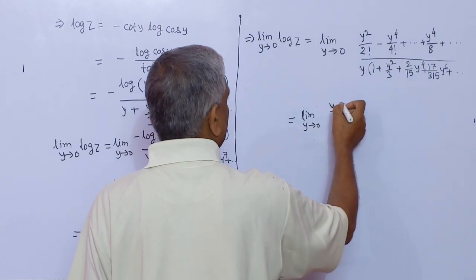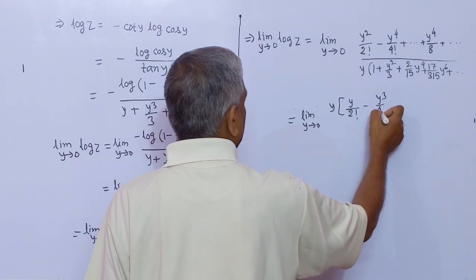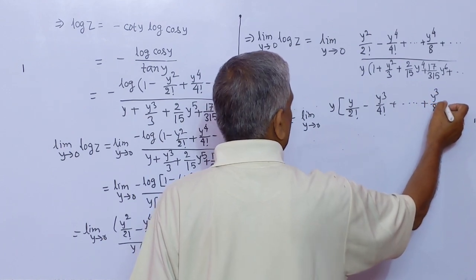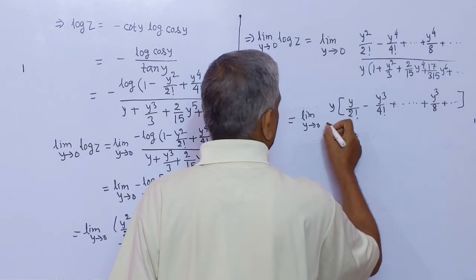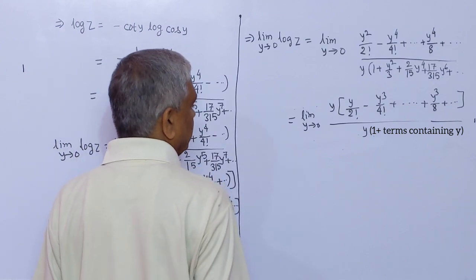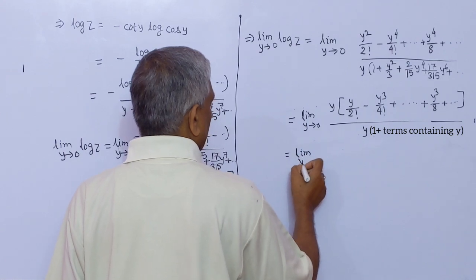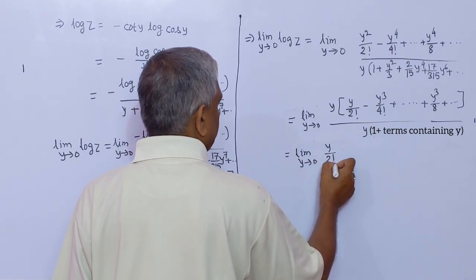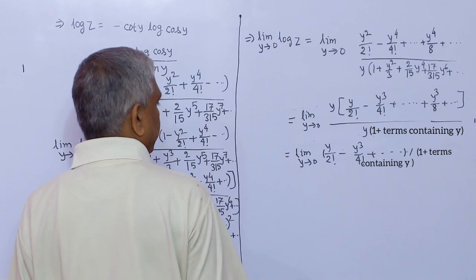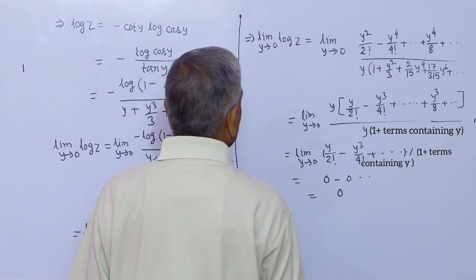Here we take y common, we get y by factorial 2 minus y cube by factorial 4 plus dot dot dot, plus y to the cube by 8 and so on. Here y tends to 0 means y is not equal to 0, so y cancels out, and only the limit y tends to 0 of y by factorial 2 minus y cube by factorial 4 plus dot dot dot remains. Using limit y tends to 0, we get this is 0, this is 0, and so on.